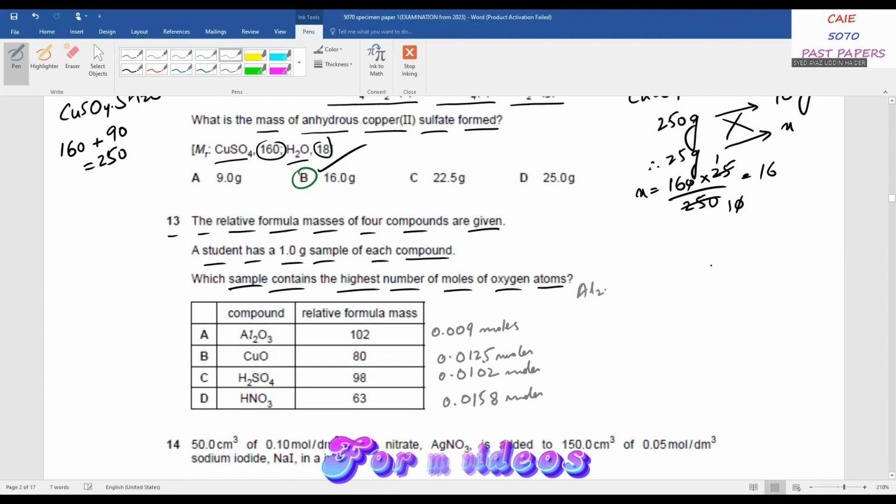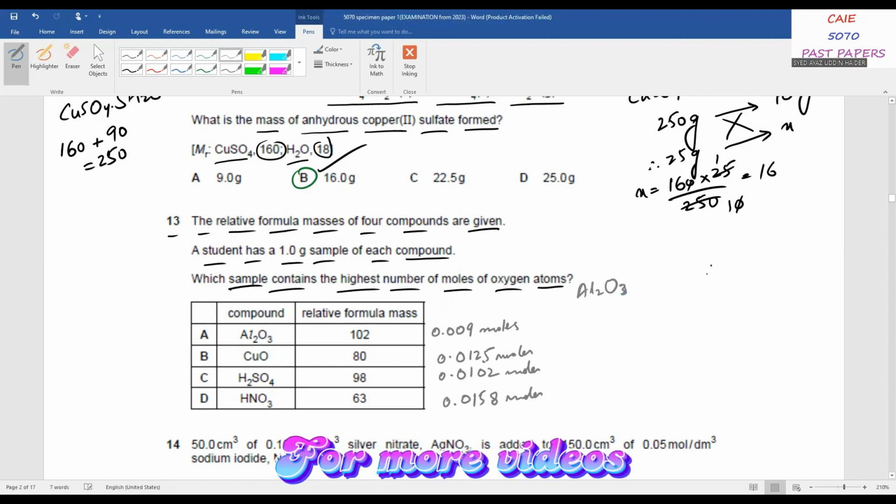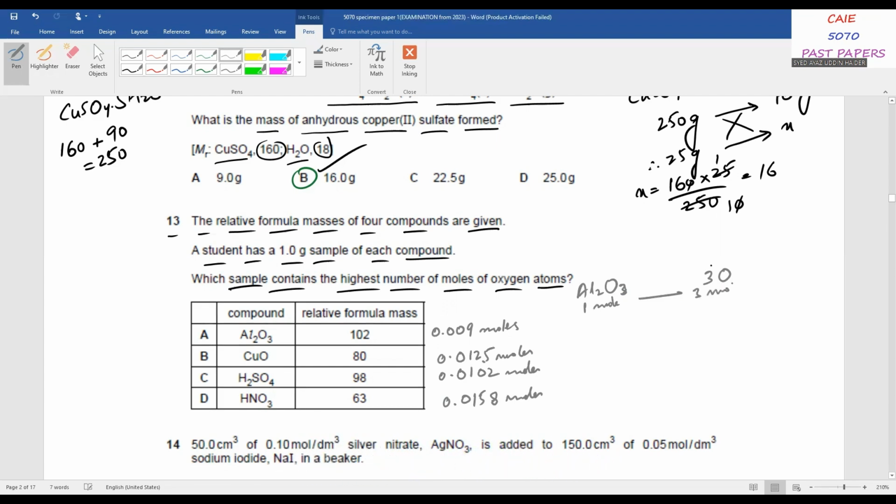So for Al2O3, we have 3 moles of oxygen. So I will write 1 mole gives 3 moles of oxygen. Therefore, 0.009 moles gives X moles. So the answer will be X is equal to 3 multiplied by 0.009. So the final answer will be 0.027. So I will write here 0.027. These are the moles of oxygen.